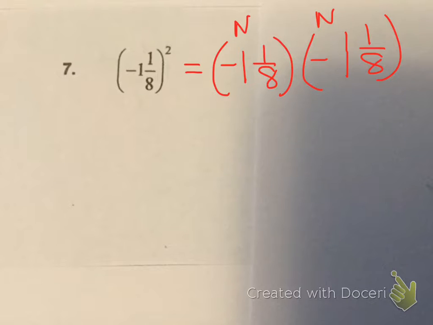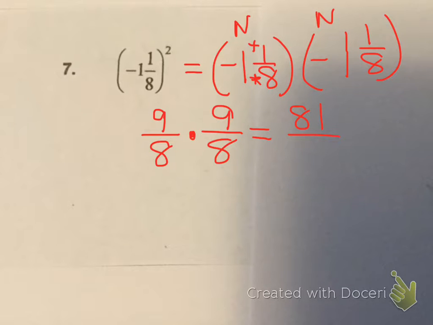Now you need to change those mixed numbers into improper fractions. So 8 times 1 is 8, plus 1 is 9. So that's going to be a 9/8, and it's going to be a 9/8 again. Right? Same thing. 9/8 times 9/8. We already determined that my answer is positive because I have two negatives, so I don't even need my negatives there anymore. I can't cross cancel, so 9 times 9 is 81, and 8 times 8 is 64. And that is a simplified improper fraction, so I am going to leave it just like that. You do not need to change it back into a mixed number.